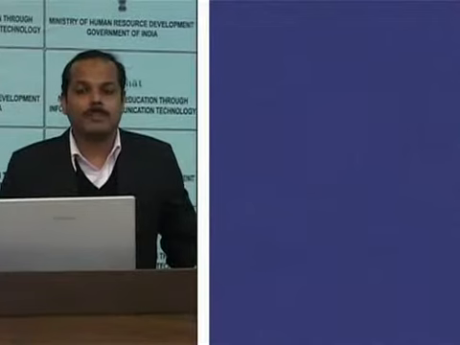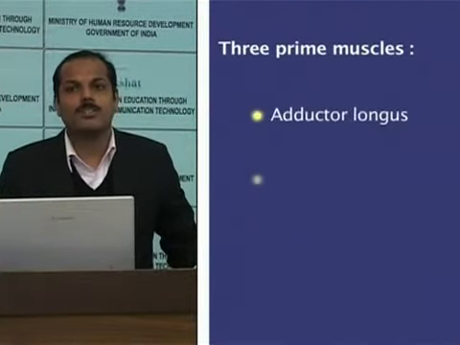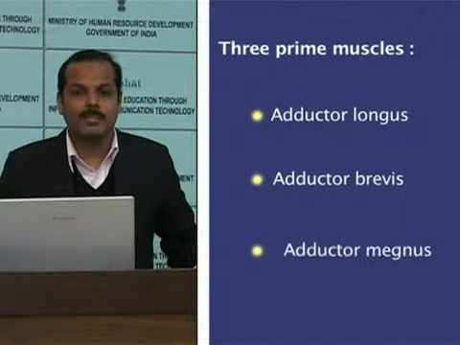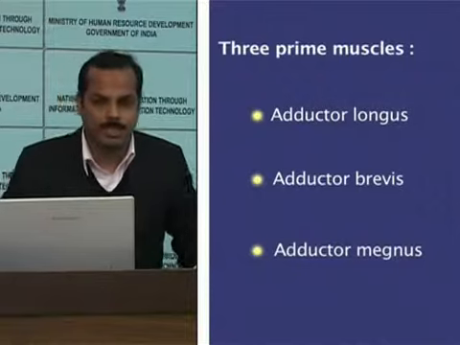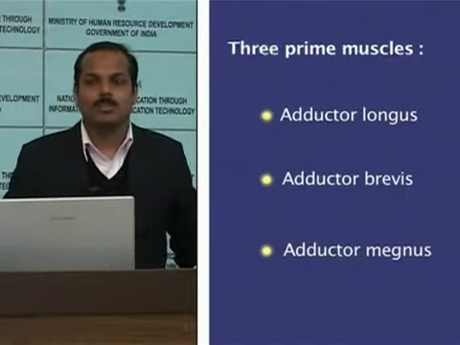The other group of muscles seen in the hip joint is the hip adductors. So there are three prime muscles, or primary muscles, of hip adduction. These are adductor longus, adductor brevis and adductor magnus. And there are some accessory muscles which help in hip adduction. These are pectineus and gracilis. We will go through the anatomy of different hip adductors.